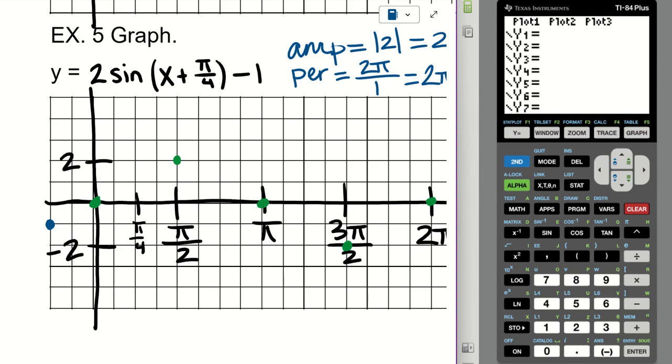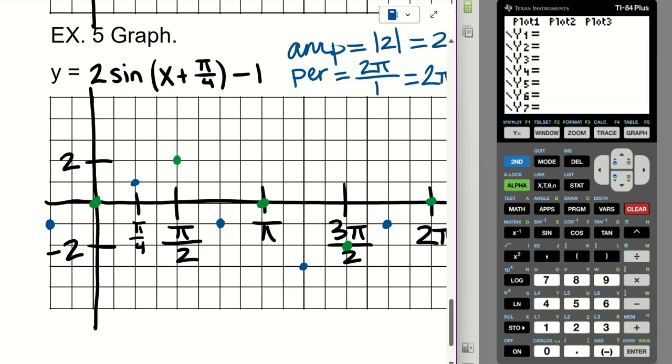Then I'm going to go to this point up here. We need to go left 2 squares and down 1. This point on the axis, left 2 squares, down 1. Every point is going left 2 squares, down 1, which is left pi over 4 and down 1 space.